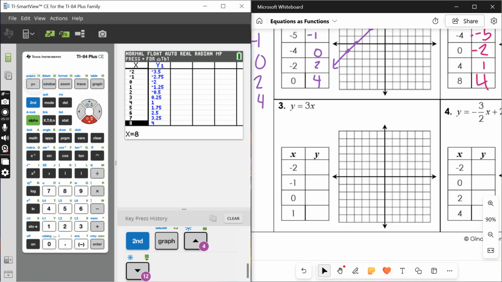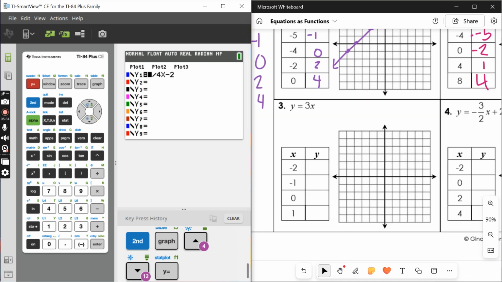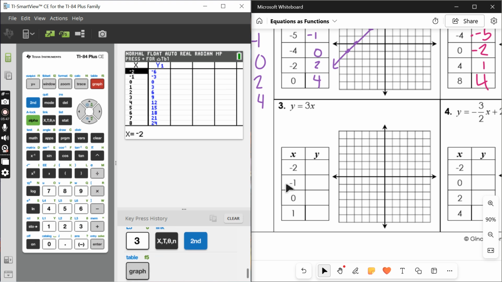Okay, so y equals, I'm going to hit clear, type 3, and then the x that's right here next to this alpha, and then second, and then this gray button on the top right. And I'm going to fill in my table that's over here.